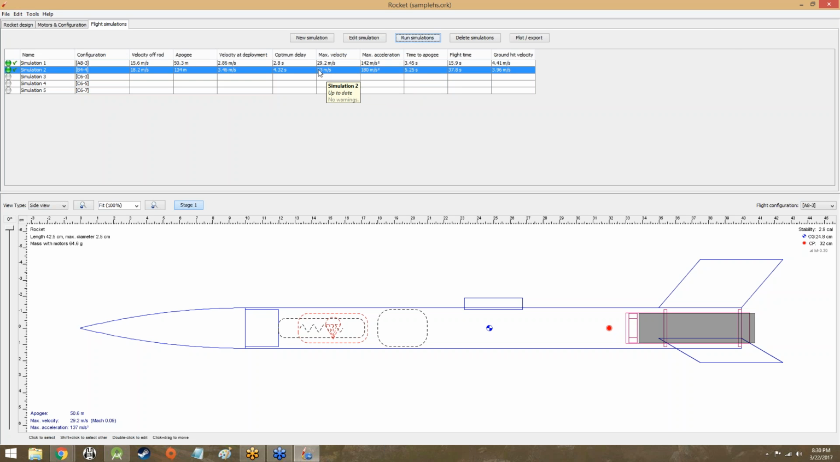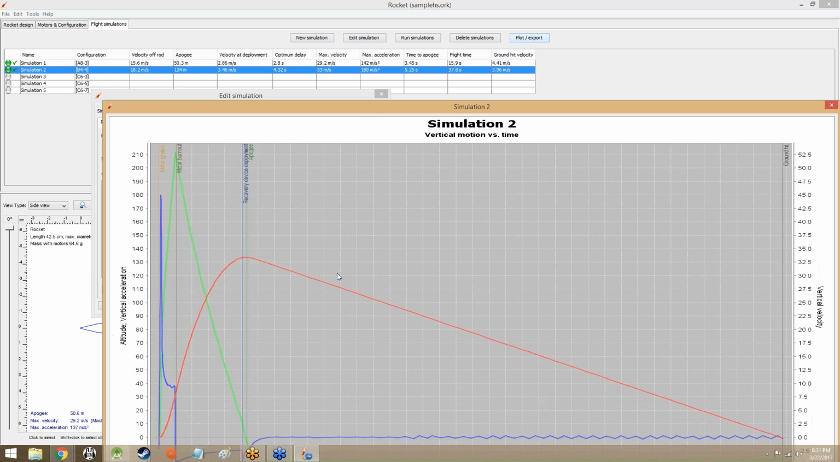Max velocity is 53 meters a second. Max acceleration 180 meters a second squared. Time to apogee 5.25 seconds. So as you can see, even though this is a B44, this rocket is still going upwards when the recovery system deploys. It spends a total of almost 38 seconds in the air and it hits the ground at almost 4 meters a second. So let's go ahead and plot that.